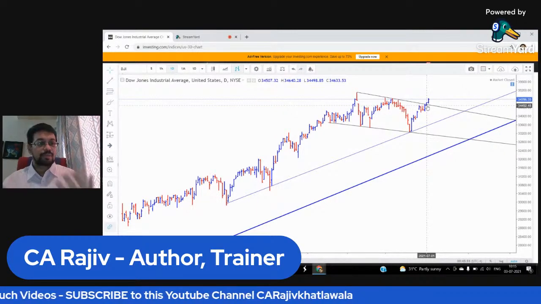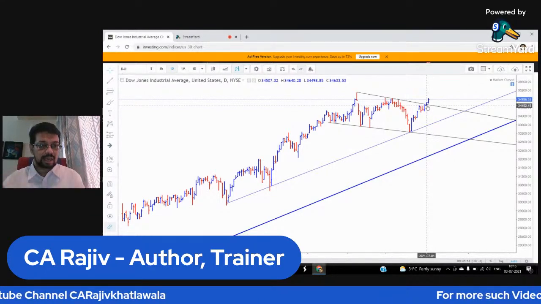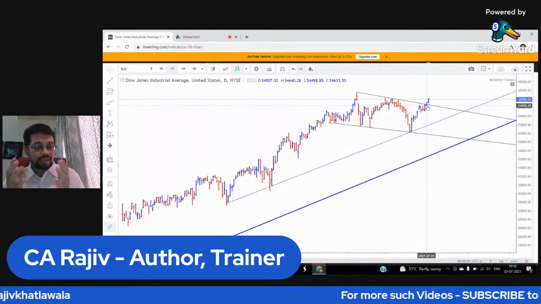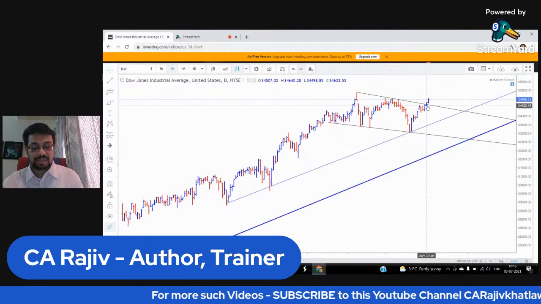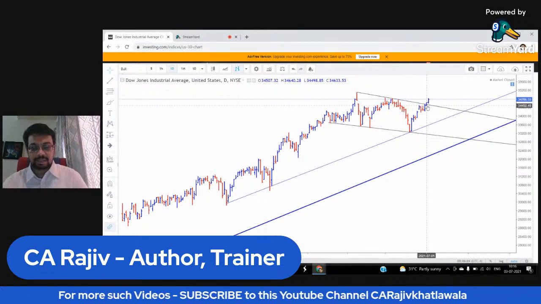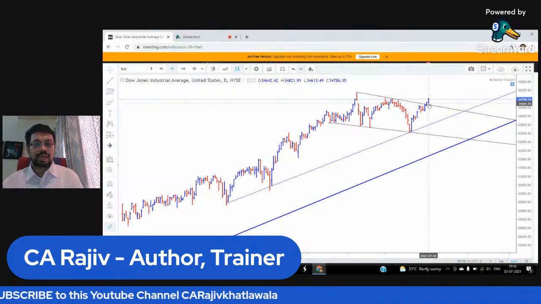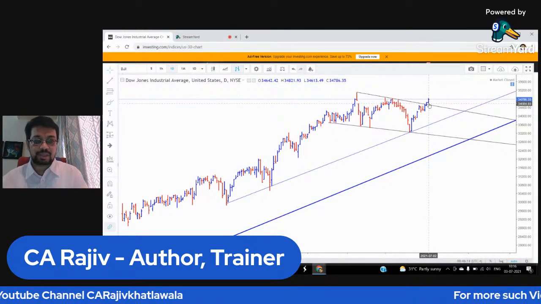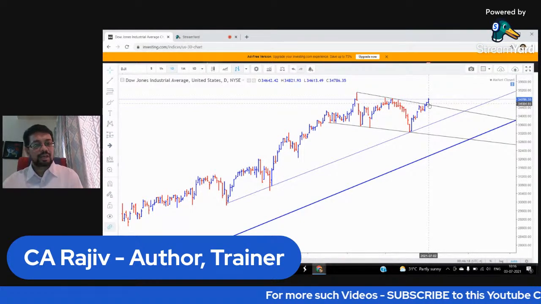And as I was seeing the momentum indicators, especially indicators like RSI, MACD, etc., the momentum indicators are also in favor of a further rise in the Dow Jones index. Now, right now, the Dow Jones index yesterday, that is Friday, it has closed at 34,786.